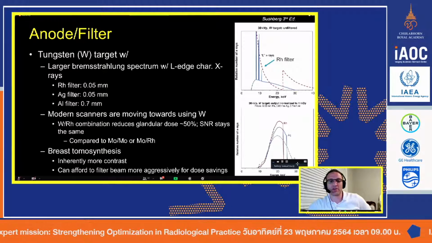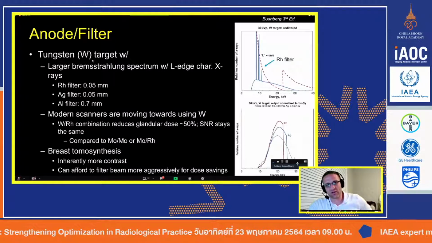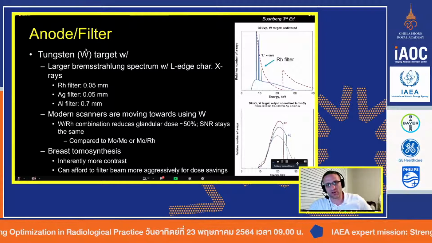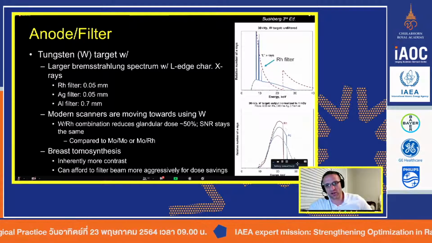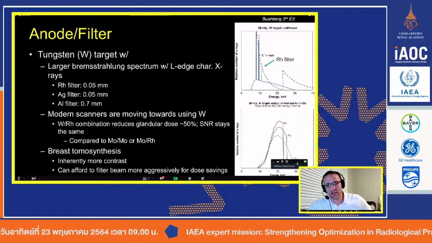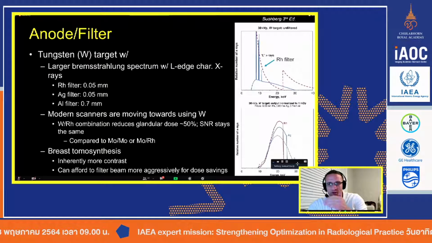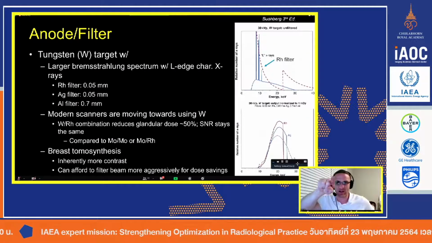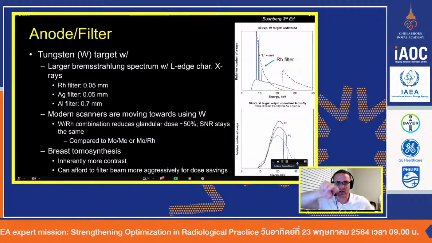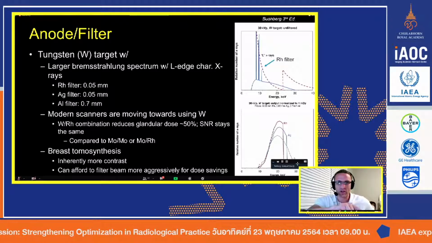The reason we've shifted more towards higher atomic number targets, tungsten, and higher atomic numbers for your filters is because film has a larger dynamic range. It doesn't have that S value, you know, that H&D curve that we've always come to know in film.